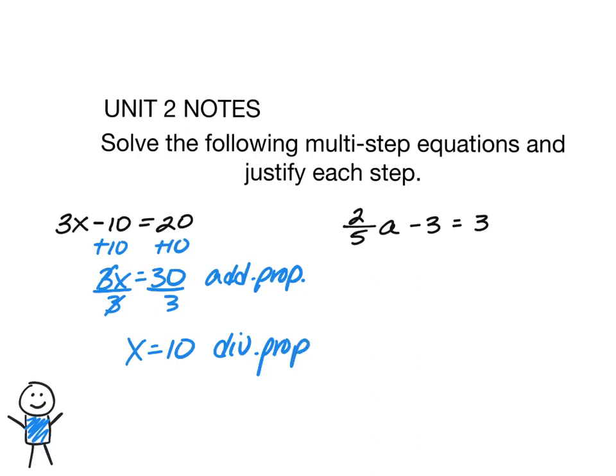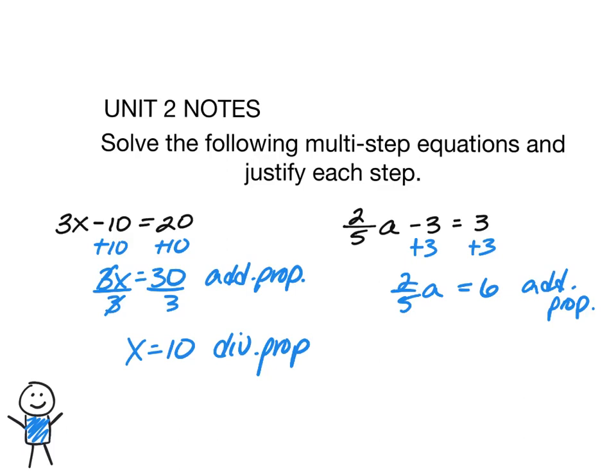All right, let's take a look at the example on the right. There's no real simplifying that can be done. I'm going to undo the addition or subtraction operations first. So to cancel this negative 3 from the left, I'm going to add 3. And to keep my equation balanced, I'm going to add 3 to the right side, leaving me with 2/5 a equals 6. And that's true because of the addition property again of equality.